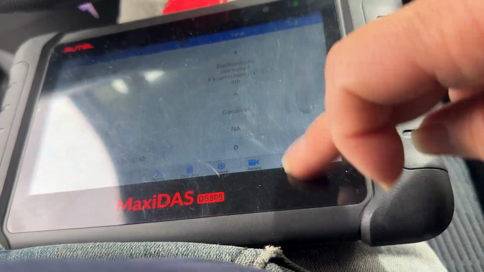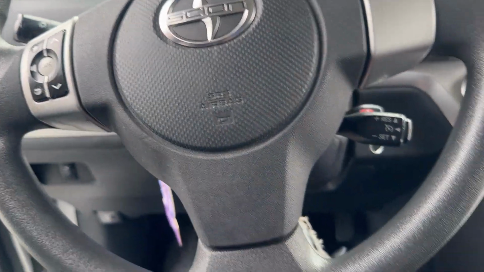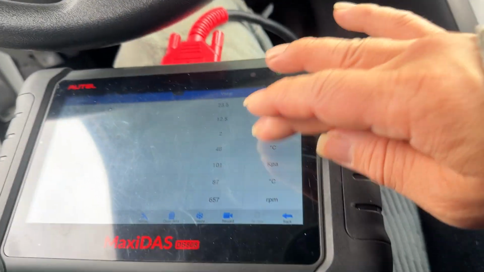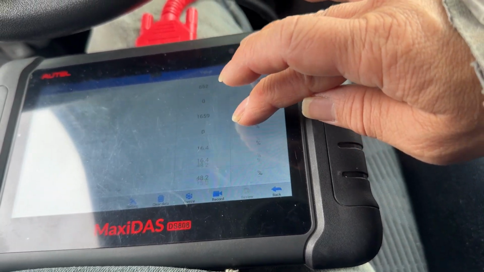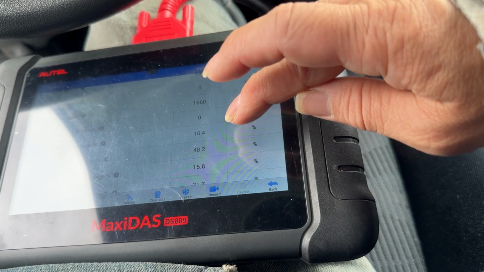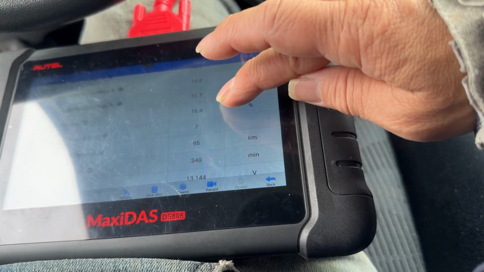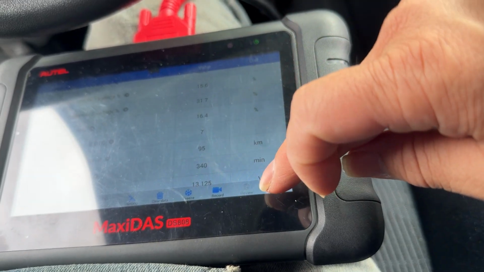All right, so let's turn this car off. Do we have an engine temperature value up here? Engine runtime. Let's go back.